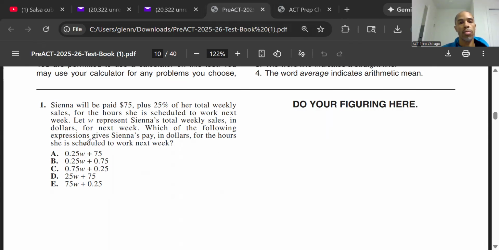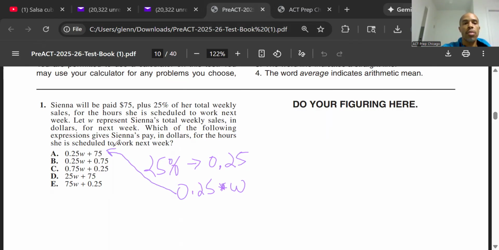Take 25% of something, you do 0.25 of that. You turn the percent, 25%, to a decimal, which is 0.25. And when you want to take a percent of a number, you multiply. So if W represents the total weekly sales in dollars, we take 25% of that, 0.25 times W, plus the $75 flat fee that you already get. Choice A for number one.